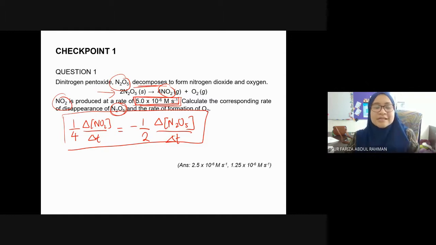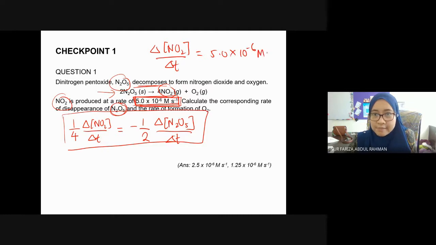Alright, so what is given to us? Ni, 5. So how do we translate this, guys? This is rate, right? Okay, so NO2 produced at a rate of 5.0 times 10 to the power negative 6 molar per second. So this is actually delta NO2 over delta T is equal to 5.0 times 10 to the power of negative 6 M s negative 1.